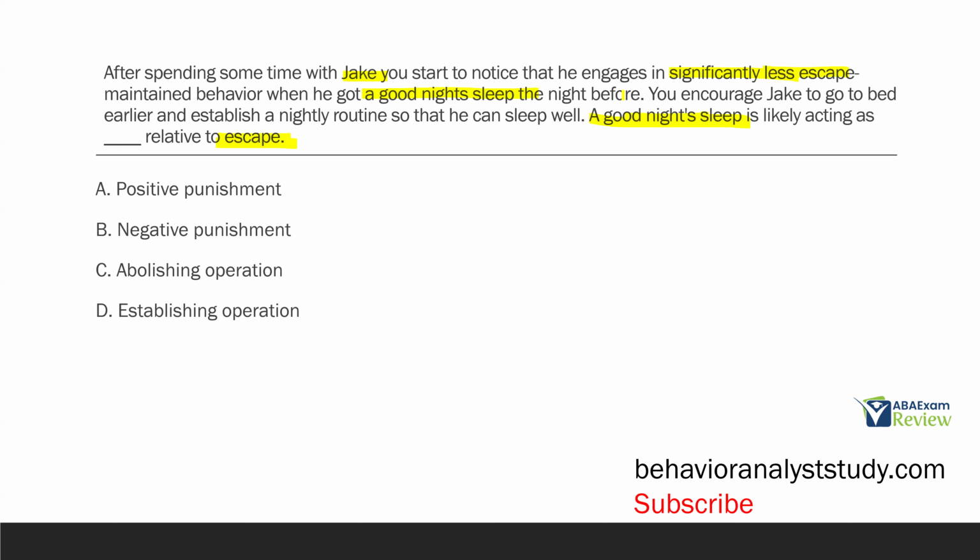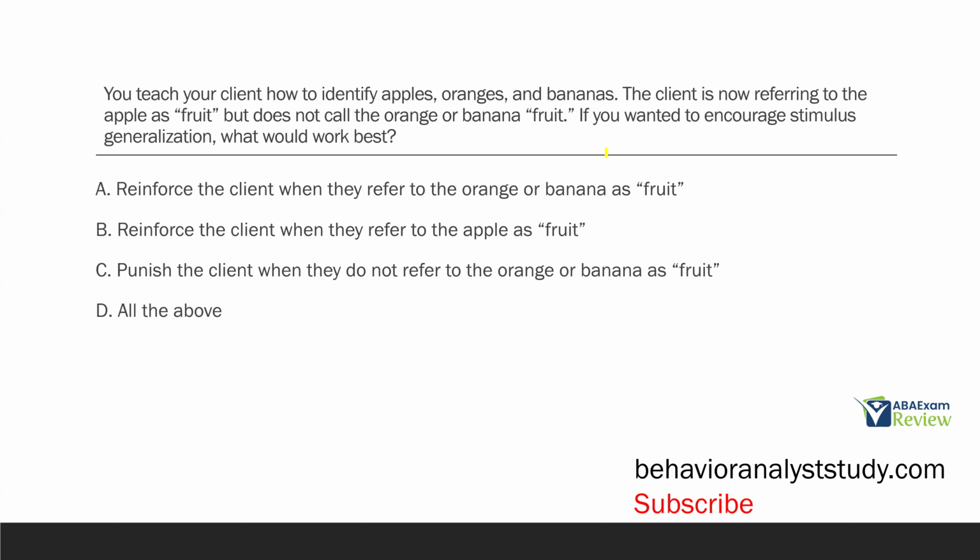So when Jake gets a good night's sleep, the value of escape goes down. So it appears that a good night's sleep is likely acting as an abolishing operation relative to escape. That's a more challenging motivating operation question. So if you work through it, fantastic. If not, that's okay. Stop here and review. You should be using these questions to review all these different terms.